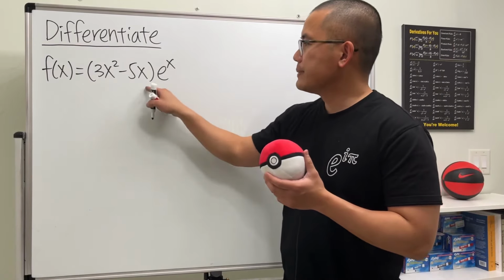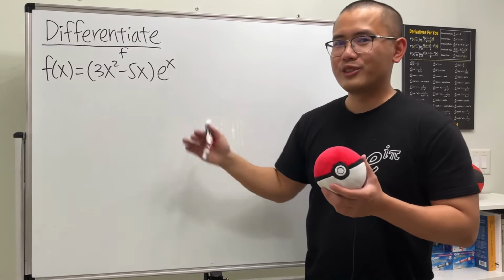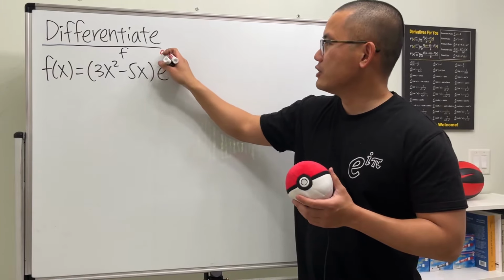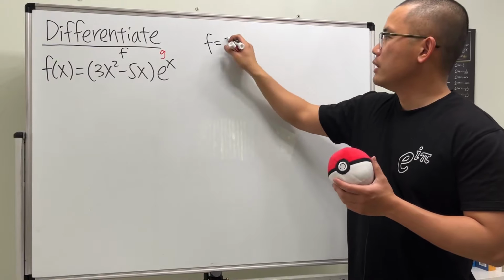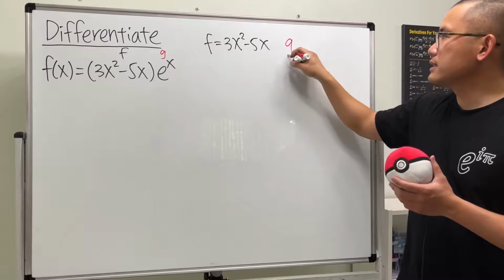I'm going to call the first part little f, but this is not the same as the original. This is just a notation that we have been using in class. And for the second part, we will say this is g. And let's write them down on the side. F is equal to 3x squared minus 5x. And the g is just e to the x.